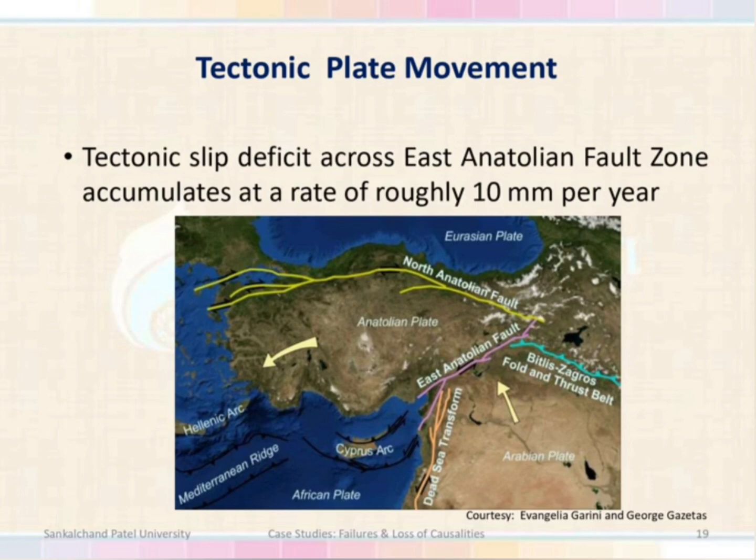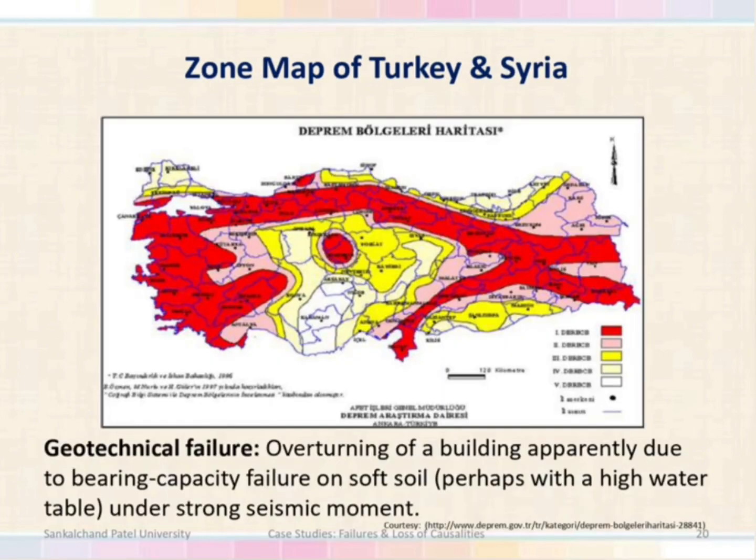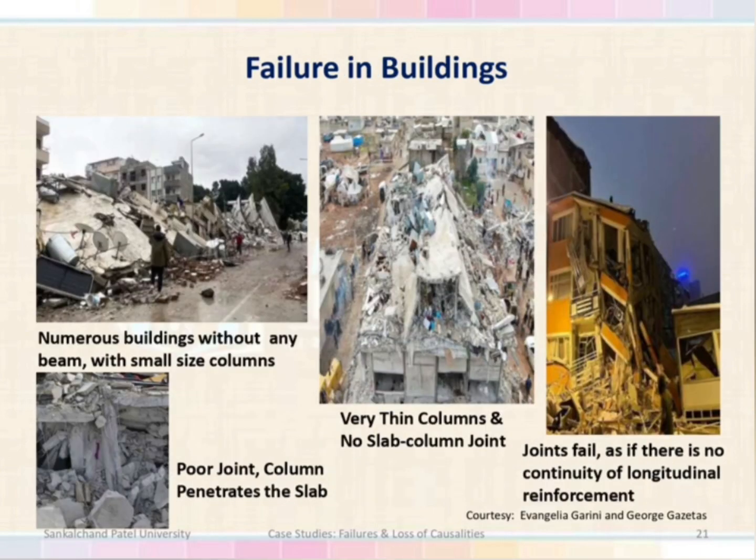Here the tectonic plate moves about 10 mm per year. The East Anatolian fault plane moves against the Arabian plate, and you can observe this movement. Due to this Anatolian fault plane, zone 1 is at higher risk, and geotechnical failures also occurred due to soft soil and a high water table.